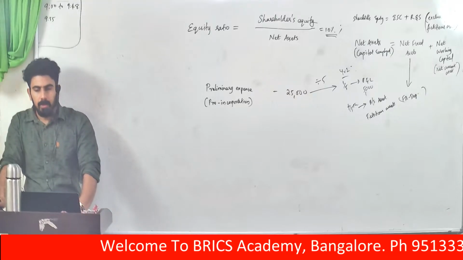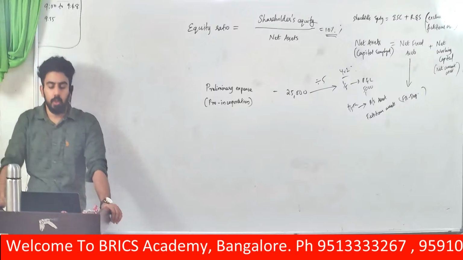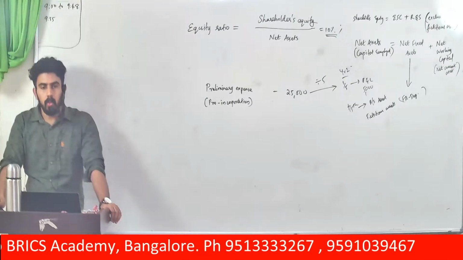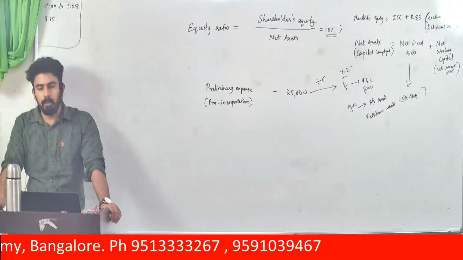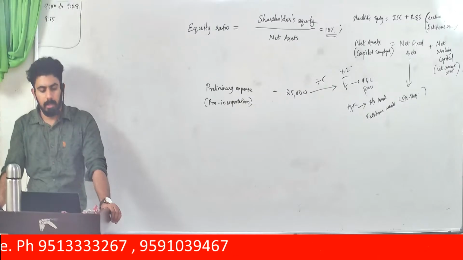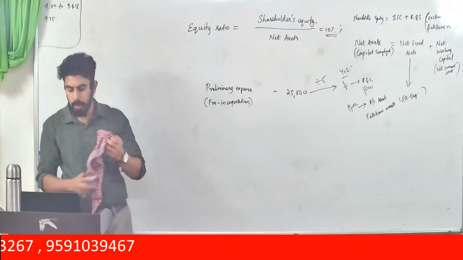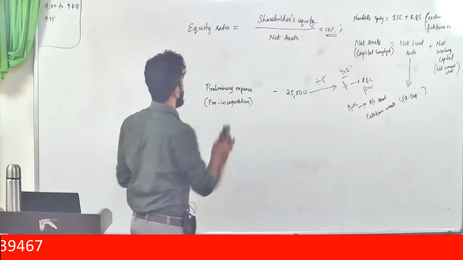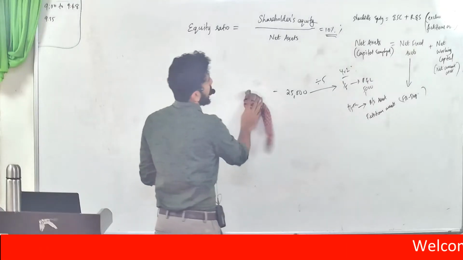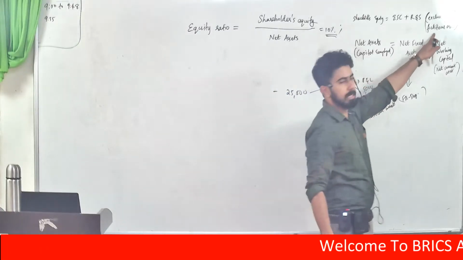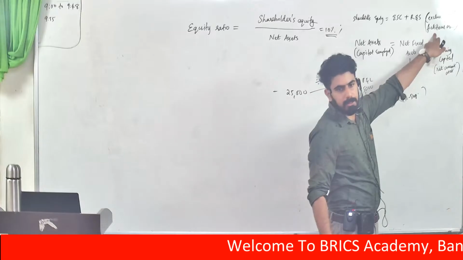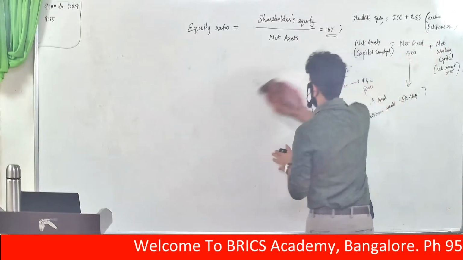Now next one, debt to equity ratio. Guys, for fictitious asset, if you want to write an example, write preliminary expense. Okay, fictitious asset.